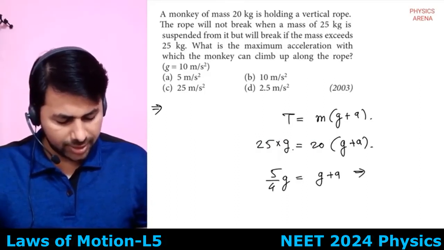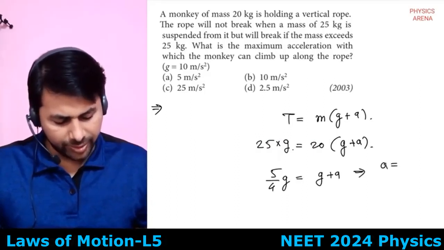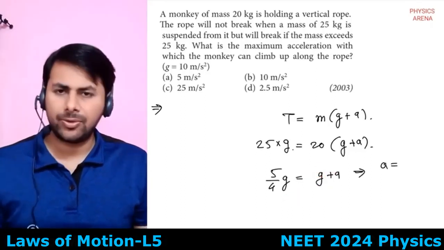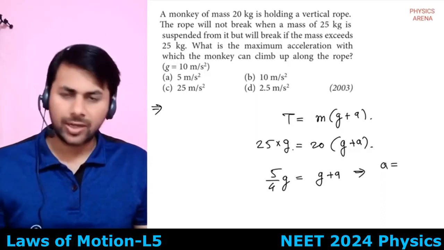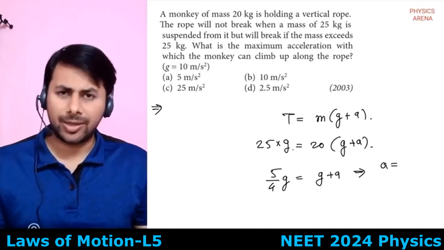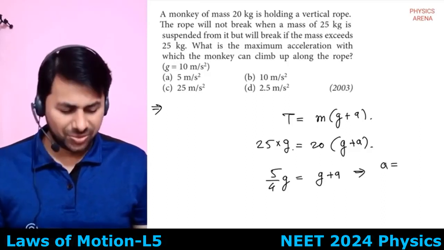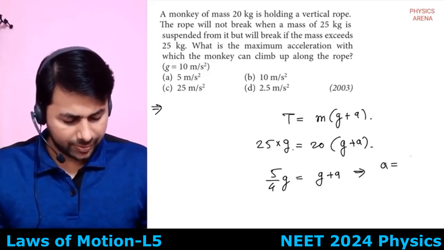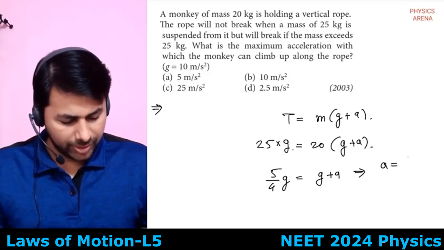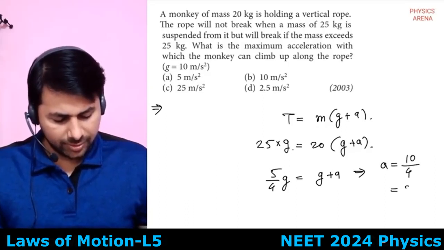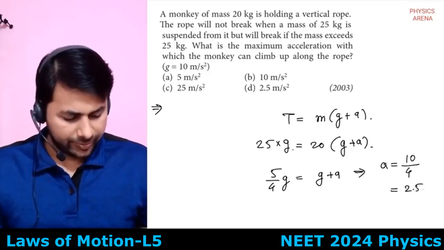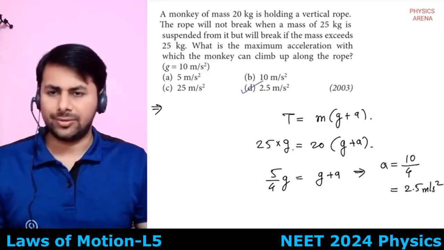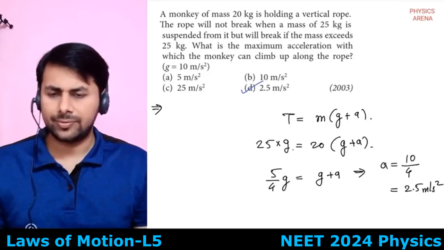And therefore, a will be equal to what? Take g on that side. So it is 5 by 4 minus 1, 5 by 4 minus 4 by 4. That's 1 by 4 of g, or g by 4. How much? 2.5 meters per second square. This is the answer. Option D. Okay.